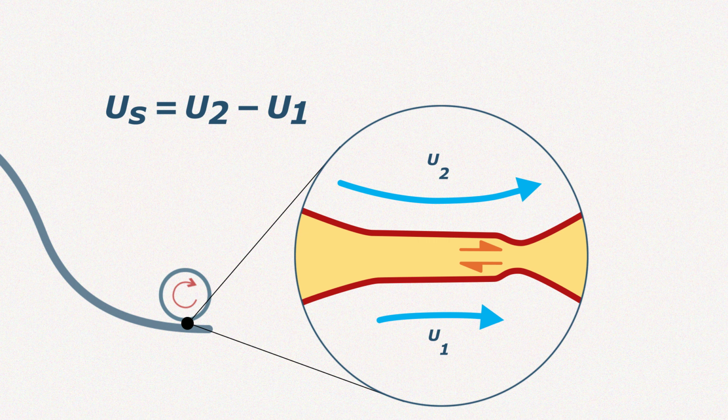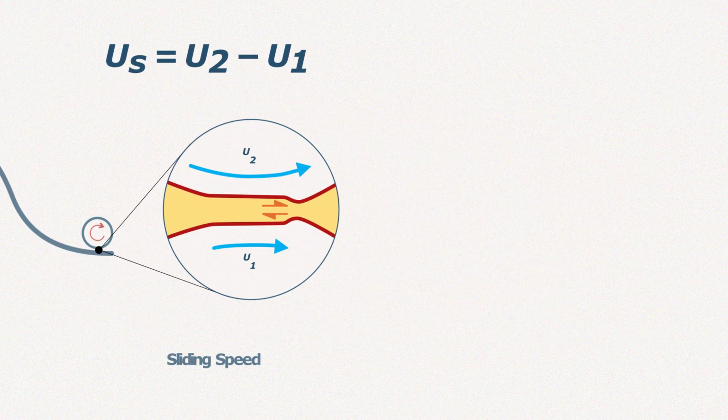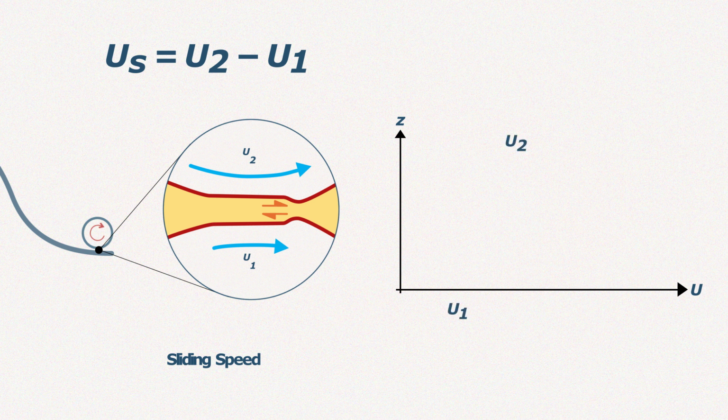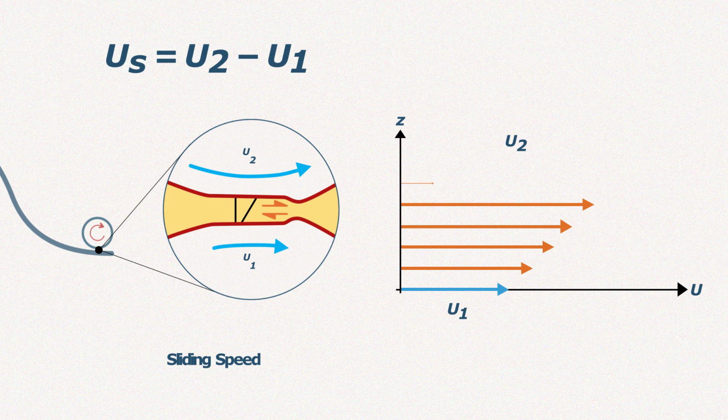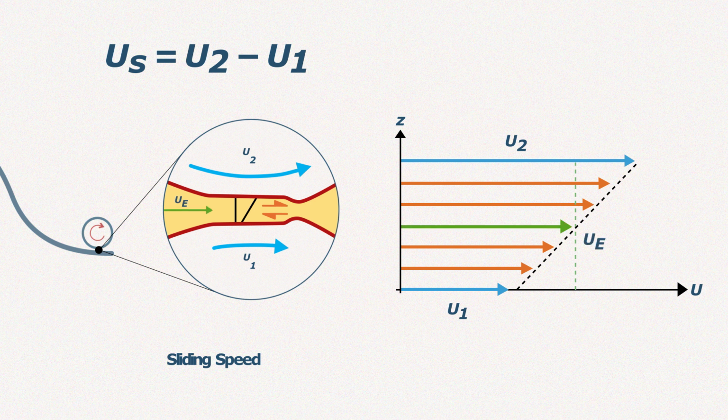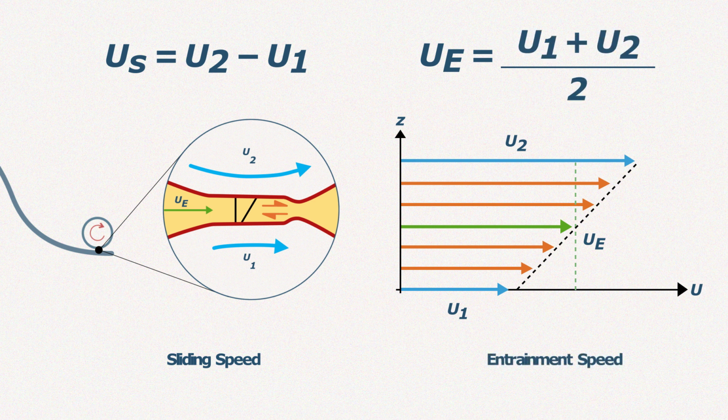If there is a lubricant present, the rolling motion draws it in, or entrains it, into the contact. The sliding motion creates a slanted velocity profile, like this, with the fluid moving faster near the faster surface and slower near the slower one. The average speed of a lubricant is found in the middle of the contact and is equal to the average of the two surface speeds. This average is called entrainment speed, because on average, it is the speed at which fluid is entrained into the contact. Entrainment speed is also sometimes called rolling speed.